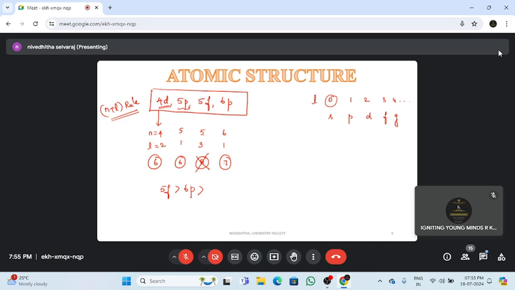Superb. After 6p, we have confusion because both these orbitals have the same n plus l value. If the orbitals have the same n plus l value, then we have to decide by the principal quantum number. The one with the higher number will have higher energy. So it is 5p, and after that 4d. Is that clear? Actually, this is one of the neat questions. So if we are provided with orbitals, then we have to know which has lower energy and which has higher energy. Basically, this is your Aufbau principle, right?